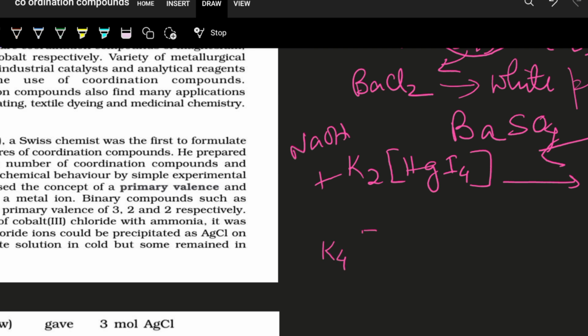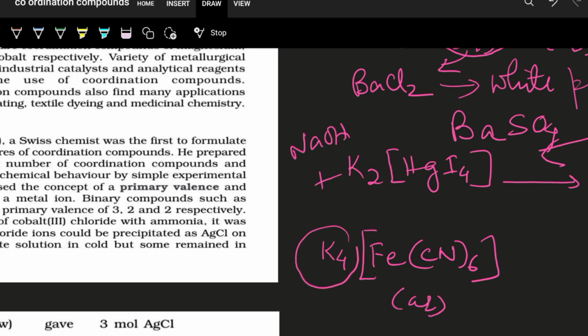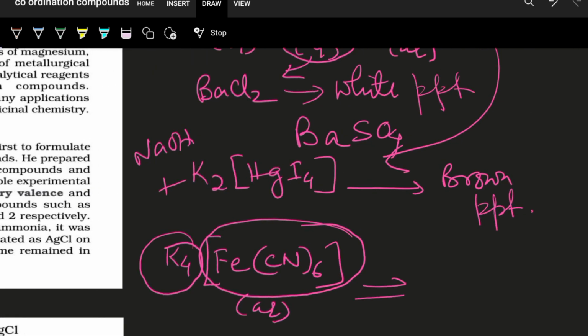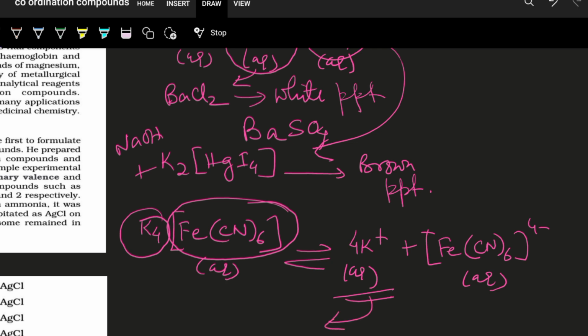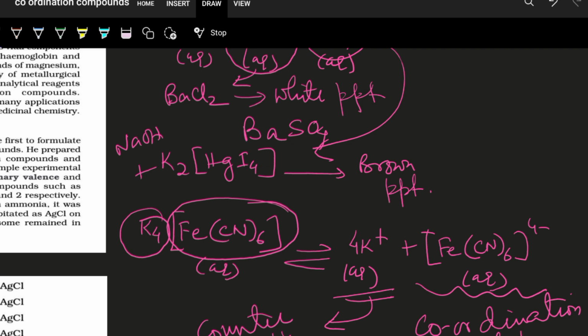Suppose I say K4[Fe(CN)6]. This is potassium ferrocyanide. In its aqueous solution, it has one ionizable part and another non-ionizable part. If this ionizes, you will get 4K+ and [Fe(CN)6]4-. The K+ is the counter ion, and the non-ionizable part is known as the coordination sphere, or coordination entity.